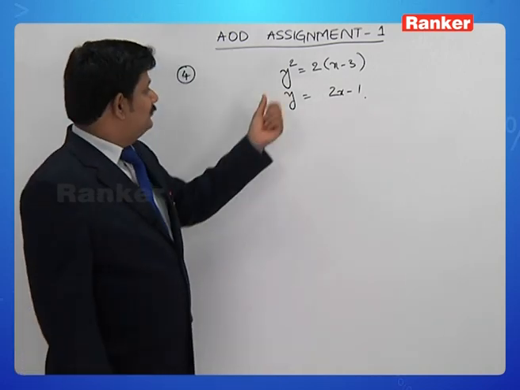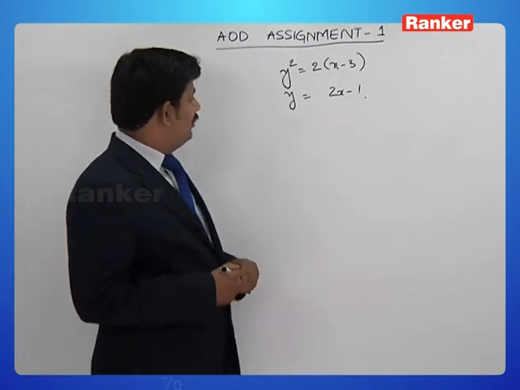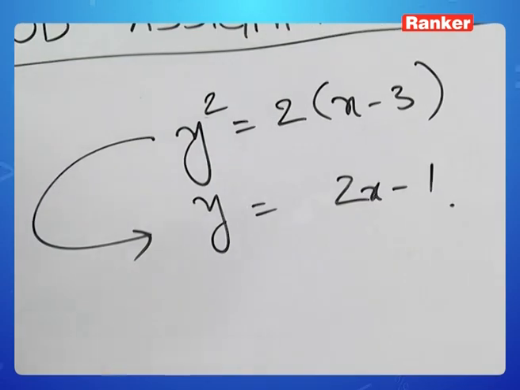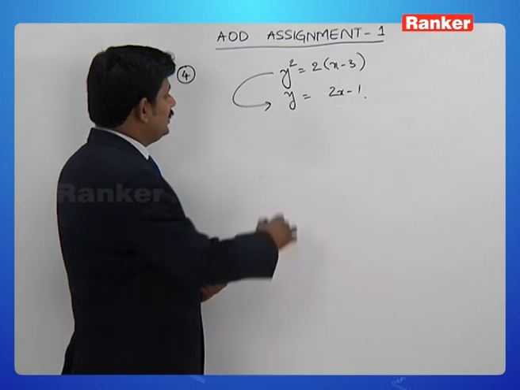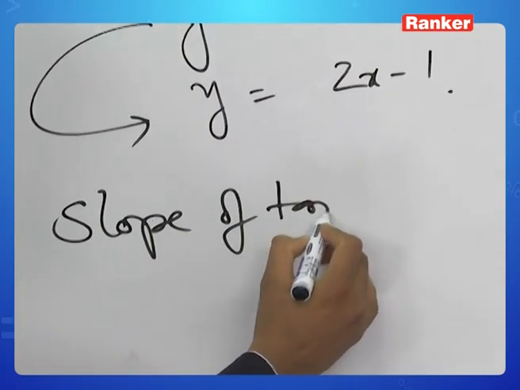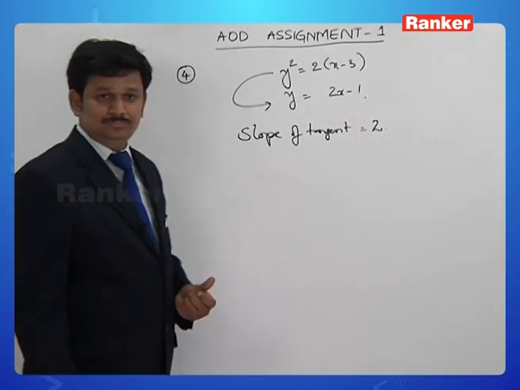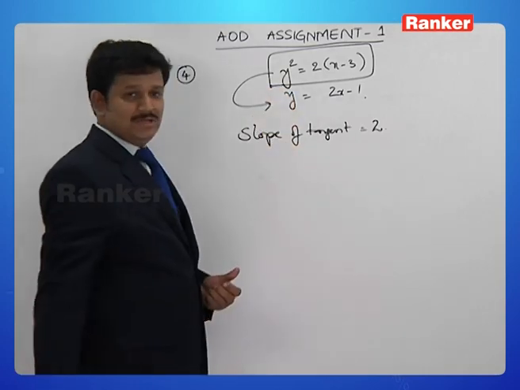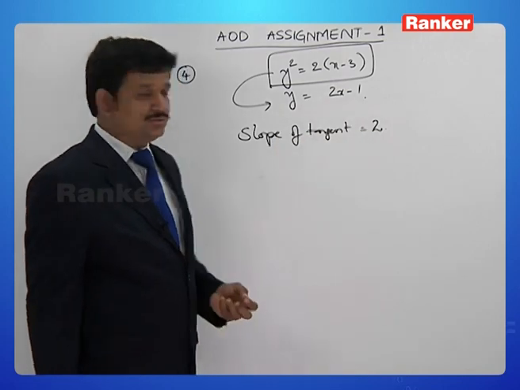We are given the curve y square is equal to 2 into x minus 3 and we have to find the coordinates of the point on the curve at which the tangent is parallel to y equal to 2x minus 1. That is, the slope of the tangent we want to be 2. And we want the coordinates of the point on the curve y square is equal to 2x minus 3 at which the slope of the tangent is 2.